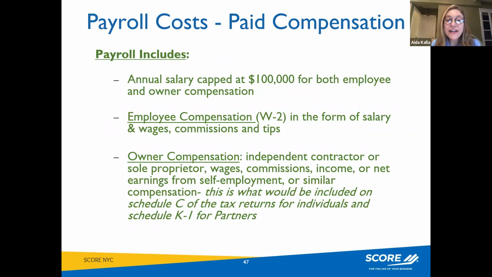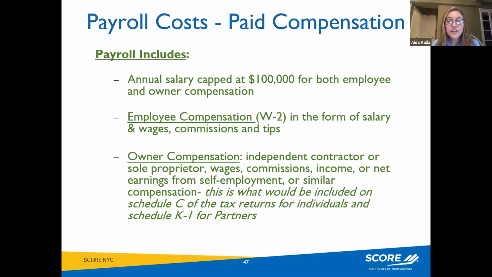All right, so what is payroll? I've already gotten a number of questions in the chat room because people see the word payroll and they panic. They say, wait a minute, I don't have payroll. I'm my own business. I'm a sole proprietor. I don't have payroll. Does that mean that immediately I don't qualify?